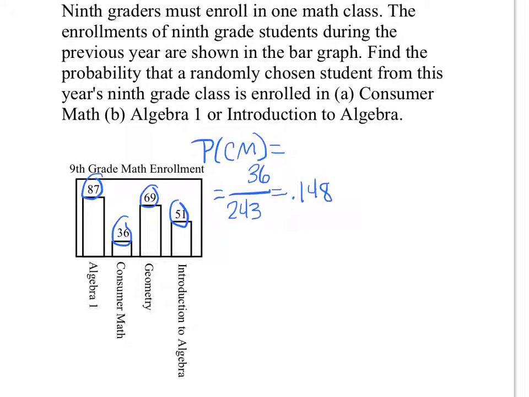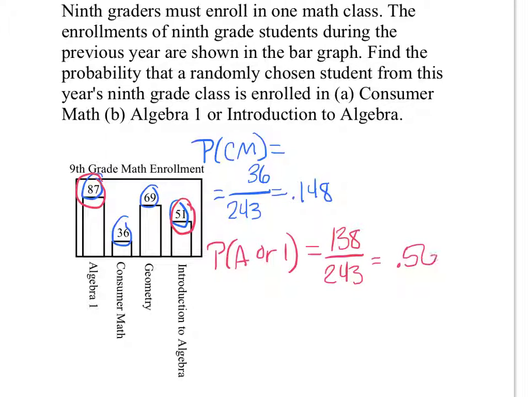Now the probability that they are in Algebra 1 or Introductory Algebra, I'm going to look at Algebra 1 is 87. Introductory Algebra is 51. So if I add those together, I get 138 over. Then you add them all up, total again is 243, which gives me 0.568.